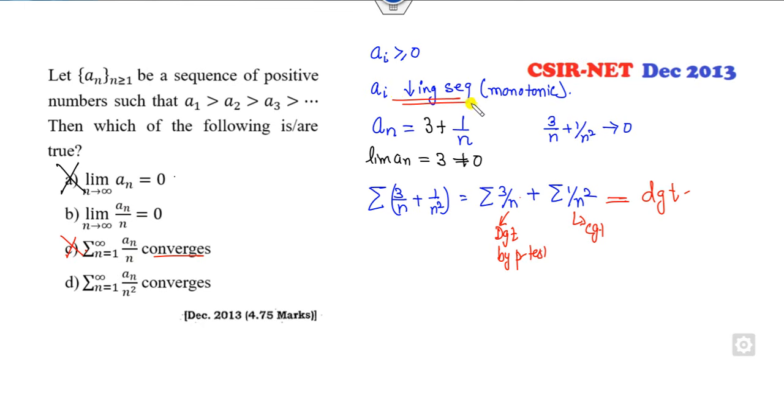Then how can you prove it here? Now it is already monotonic decreasing. The Ai's are positive, so it is bounded also. It is bounded below.